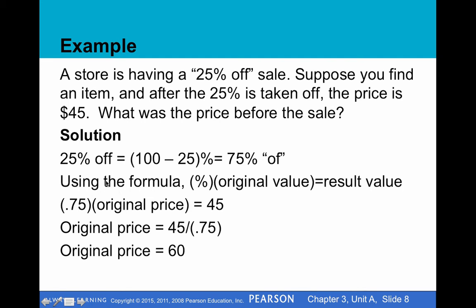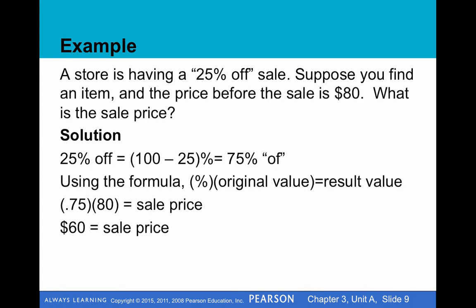So now we have 75% times the original price, which we do not know, gives you the $45. Well, to figure out the original price, you have to divide. So you take $45 divided by 0.75, which gives the original price of $60. I forgot to put my unit in there, I'm sorry, but it should be $60. So remember, if we're going back in time to figure out what it was before, those are the problems where we're going to have to divide ultimately to solve the problem.